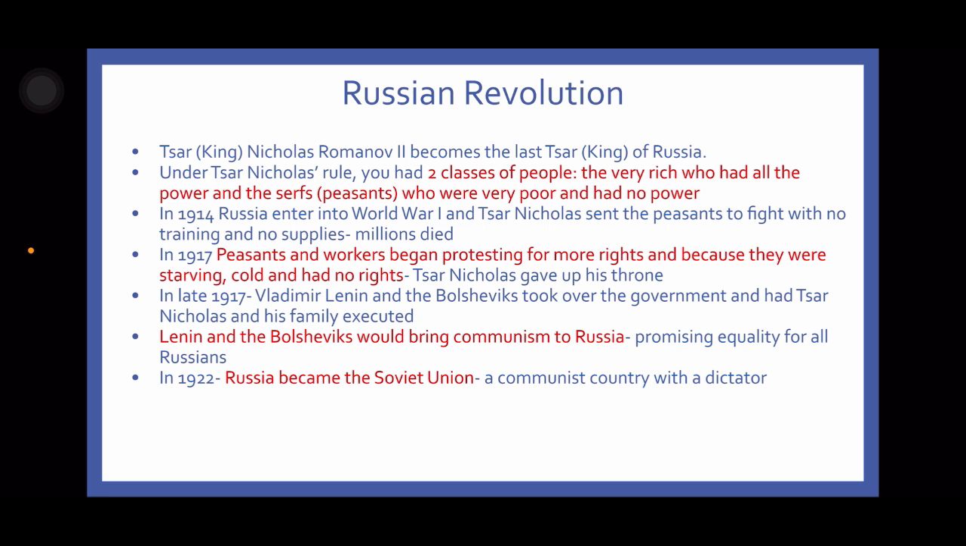So in 1922, Russia became the Soviet Union, a communist country with a dictator. So it went from Tsar Nicholas II, a dictator, to Vladimir Lenin, another dictator. I'll move on.